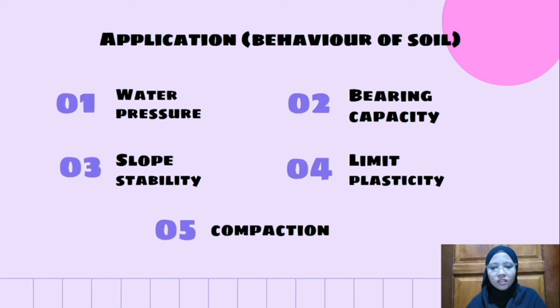After that, slope stability is a measurement of how strong a natural or man-made slope is to failure due to collapse or sliding. It refers to the state in which an inclined slope can endure its own weight and external pressure without experiencing displacement. Next, limit plasticity is the lowermost level at which a soil can change from the plastic state to a semi-solid state.